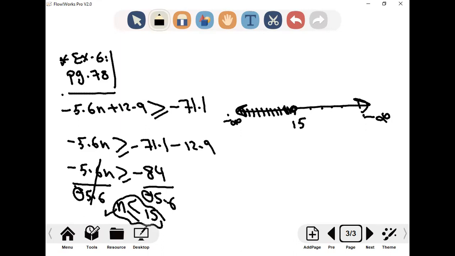Shade, closed circle, open circle. Done? Infinity means positive, forever. And here negative infinity for the left. And less than, you mean. Less than, we go to the left. More than, we go to the right.